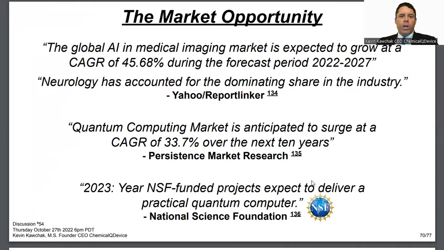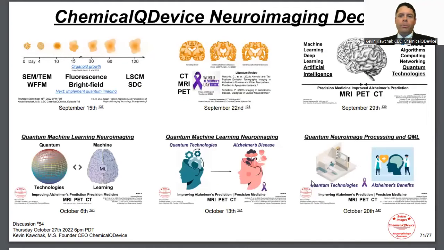And then also here, compound annual growth rate for AI and medical imaging is close to 46%. And that's greater than the quantum computing market. Also with that, medical imaging, neurology is the principal component of that. So quantum computing market, you'll see a bunch of CAGRs out there, but this is 33%. And of course, the guiding light for a lot of this has been NSF's 2023 Practical Quantum Computer.